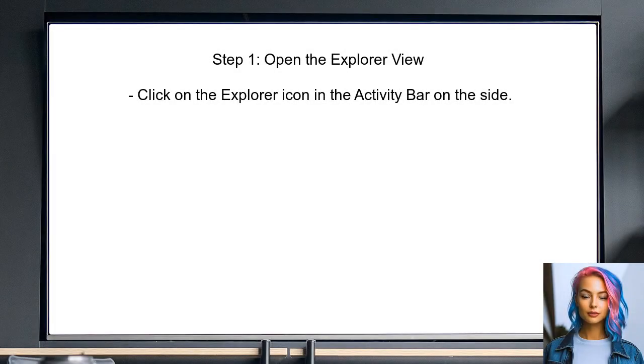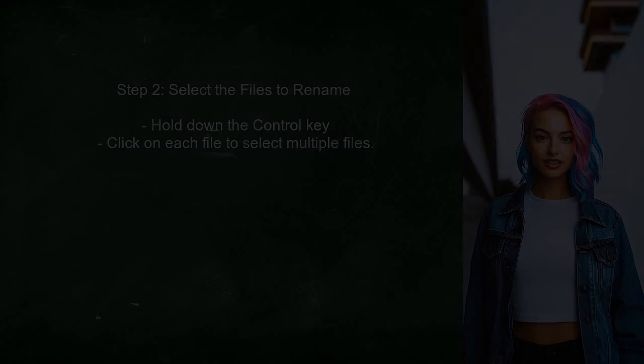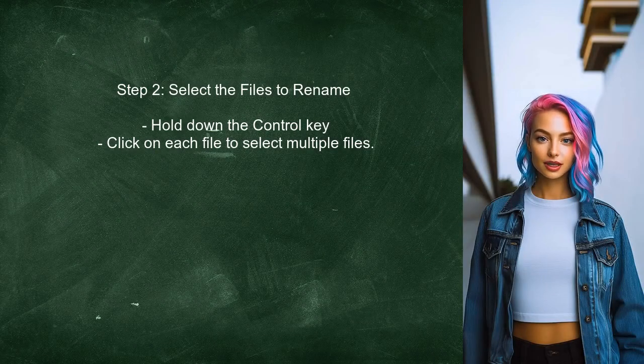To rename multiple files in Visual Studio Code, the user should first open the Explorer view. This can be done by clicking on the Explorer icon in the activity bar on the side. Next, the user needs to select the files they want to rename. They can do this by holding down the Control key and clicking on each file.